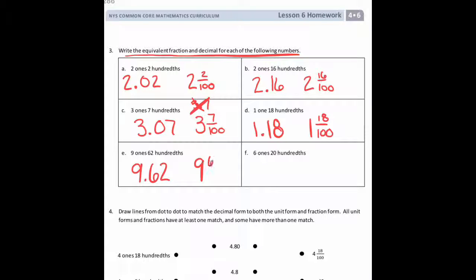Okay, 9 ones and 62 hundredths would be 9.62, or 9 and 62 hundredths. And 6 ones and 20 hundredths would be 6.20, so it'd be 6 and 20 hundredths, or that's the same exact thing as 6.2, which is 6 and 2 tenths, because there's none of those hundredths that you would have to fill in on an area chart.